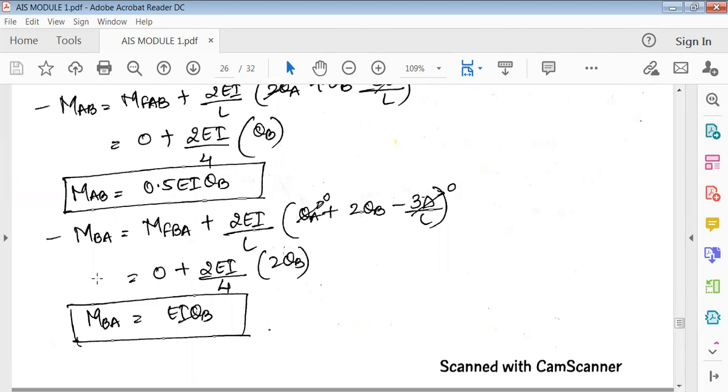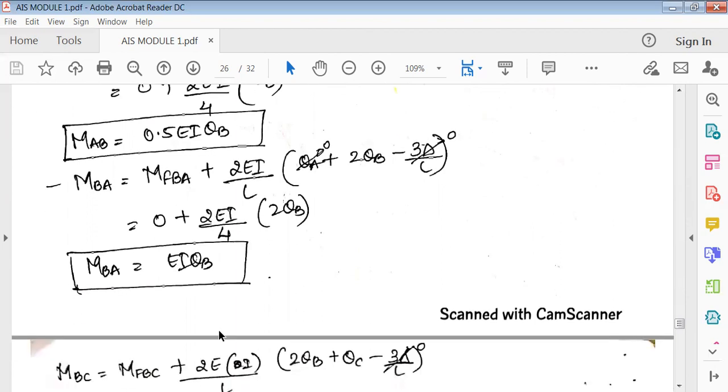Likewise, find the second equation, that is MBA. Write the complete formula. MFBA again tends to be 0 because there is no load, and 2EI by L. Write it in sequence: theta A first, then the first term here is theta B, so multiply it with 2. So 2 times theta B minus 3 delta by L. Again, there is no settlement, so that term becomes 0, and theta A is a fixed support, so that becomes 0. Finally we're left with only the theta B value here. So it is only EI theta B. This would be equation number 2.